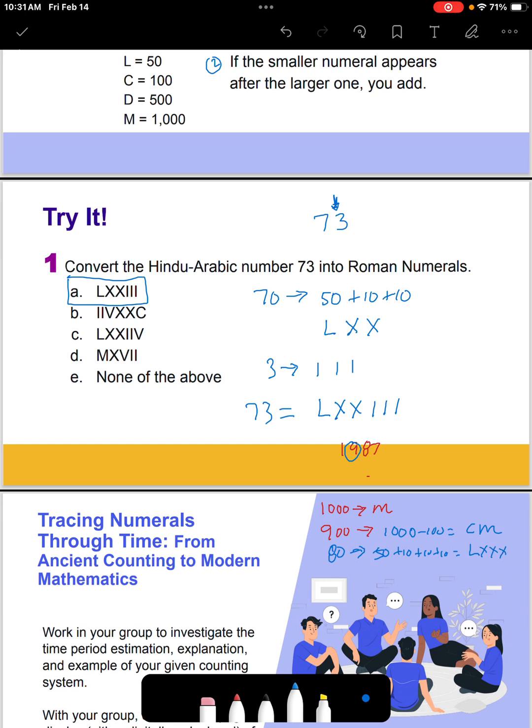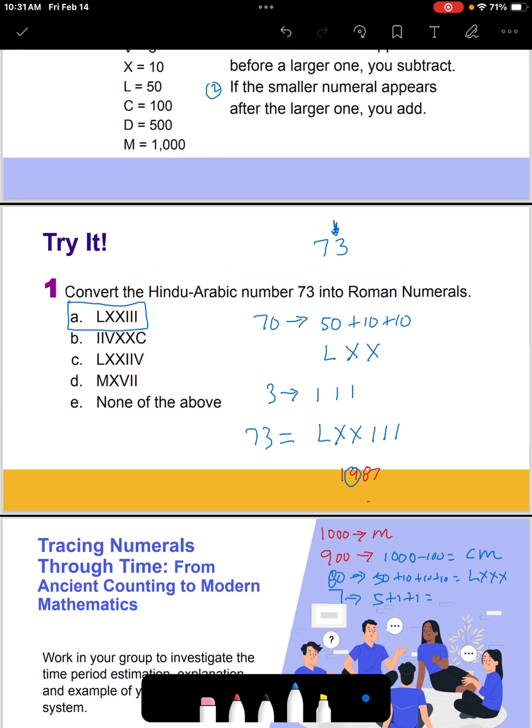And then we have a 7. Now notice the 7 is after a larger number, so we're going to add. So that's going to be a 5 plus 1 plus 1, which is going to be a VII.